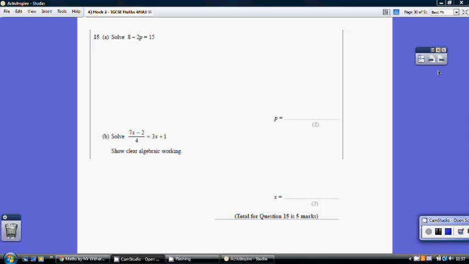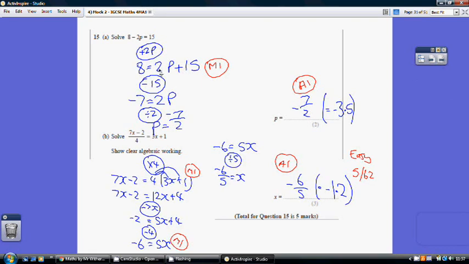Question 15. I think it's easier to solve this in several steps. I don't like having a -2p, so I'm going to start off by choosing to add 2p to both sides. That's going to give me 8 equals 2p plus 15.